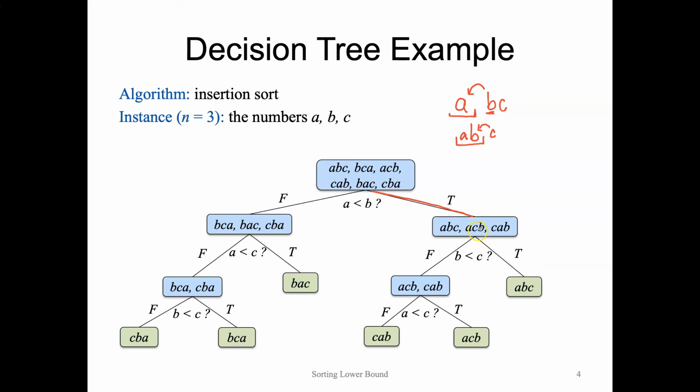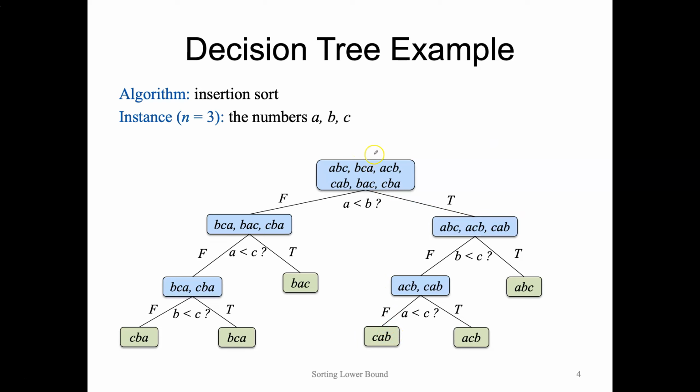But if B is not less than C, then we have that B is greater than or equal to C. Maybe C belongs before B, but where before B? Immediately before or before A? We need another comparison in order to determine which one of those situations we're in. So in this case, we have C immediately before B. Here we have C comes much earlier than B. So which one would we need? So this is one example of a decision tree.